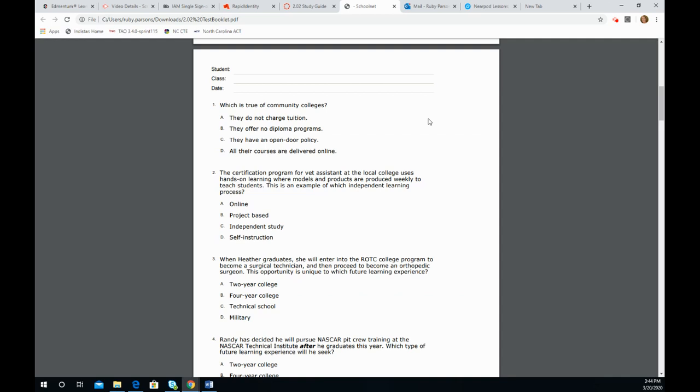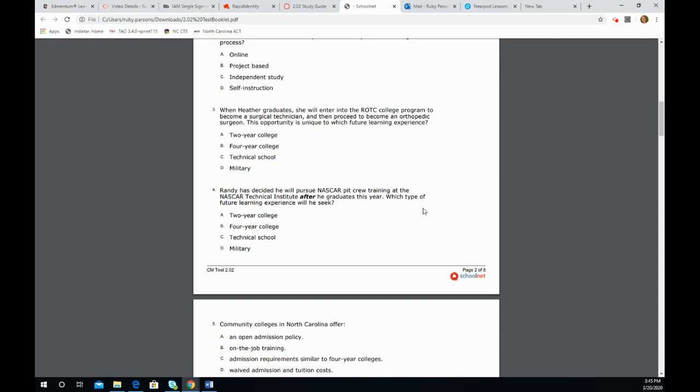When Heather graduates, she's going to enter into the ROTC college program to become a surgical technician and then proceed to become an orthopedic surgeon. This opportunity is unique to which future learning experience? Is it the 2-year college program, the 4-year, the technical, or the military? If she's going to enter into the ROTC program, we all know ROTC is military, so 3 is D.